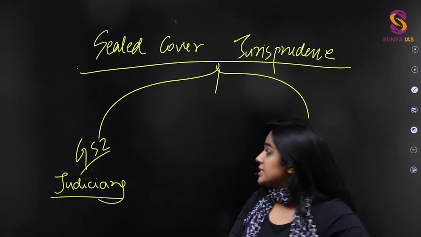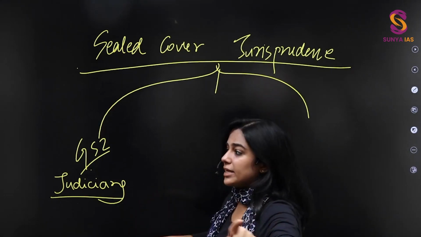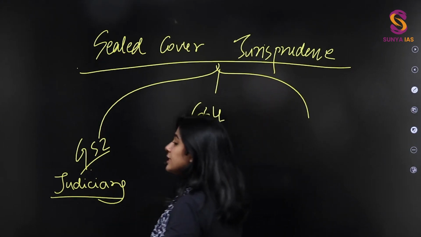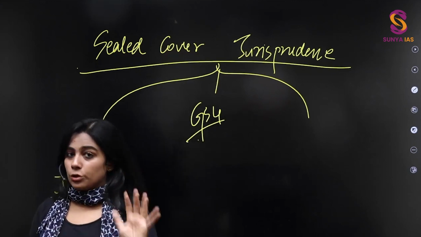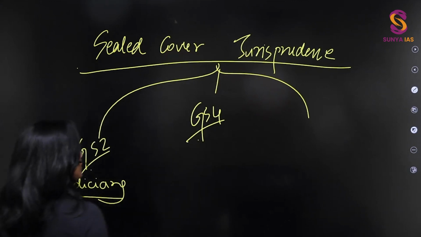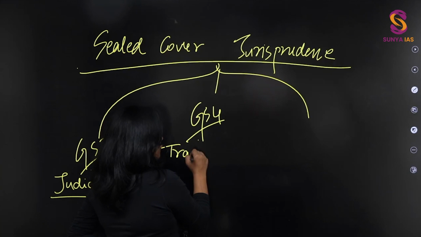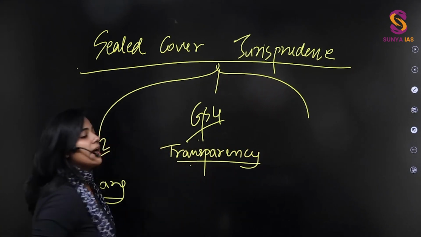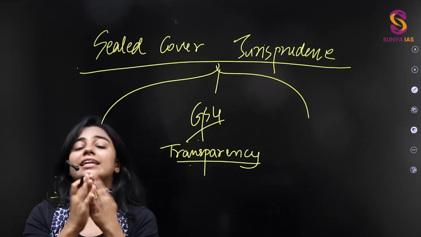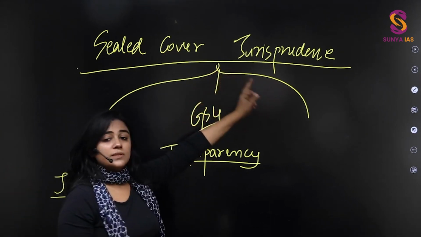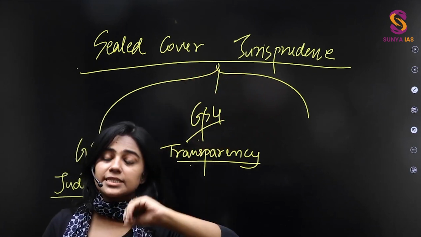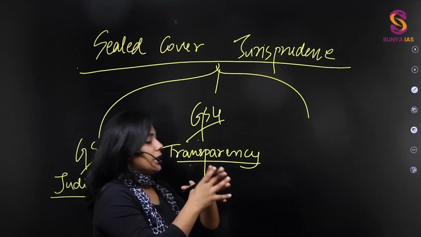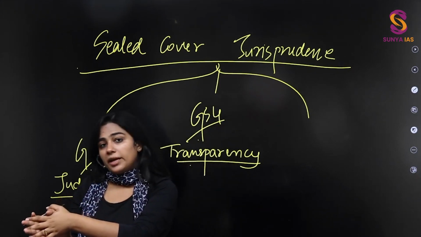The second place where it can be asked is in GS4. Now, do you think that it will be asked as a separate question? No. But when you get a question of transparency and you have to give an example where transparency is being violated, you can give this example of sealed cover jurisprudence that is happening in the judiciary, wherein the central government is giving information in sealed covers.